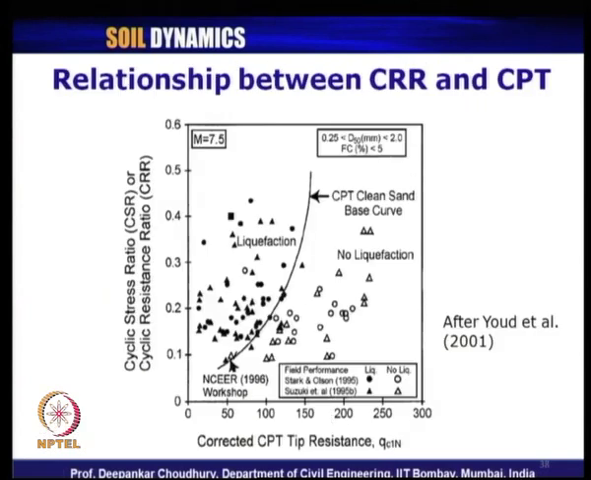And this is the modified latest design chart which is commonly used, given in Youd et al 2001. The X axis gives you the corrected CPT tip resistance QC1N, which you have already calculated from your field measurement. Go to that particular value, project your line here, go to this curve, the CPT clean sand curve, and then drop it on this vertical axis, which will give you the value of CRR for M equal to 7.5. That is the proposed curve.